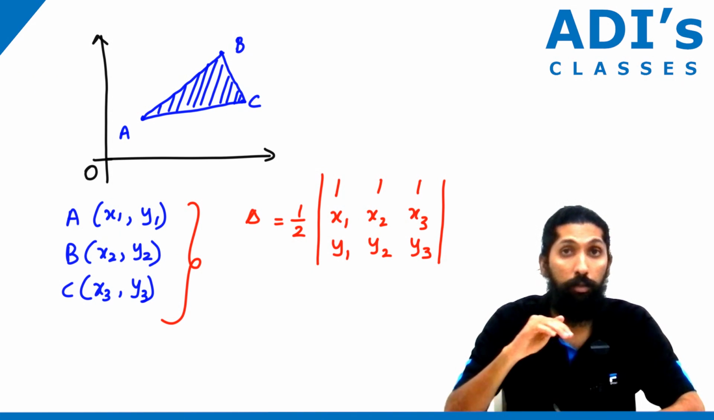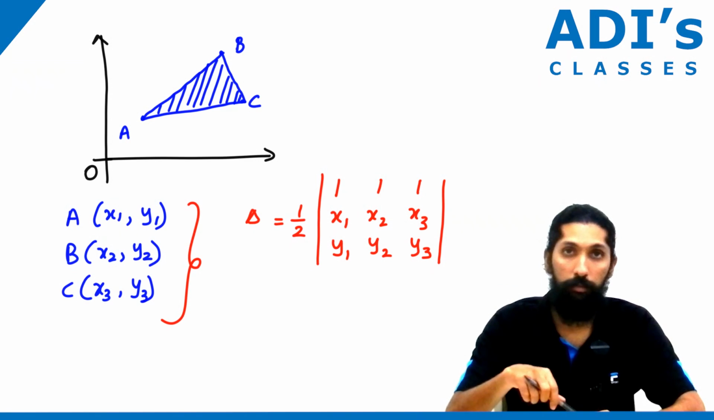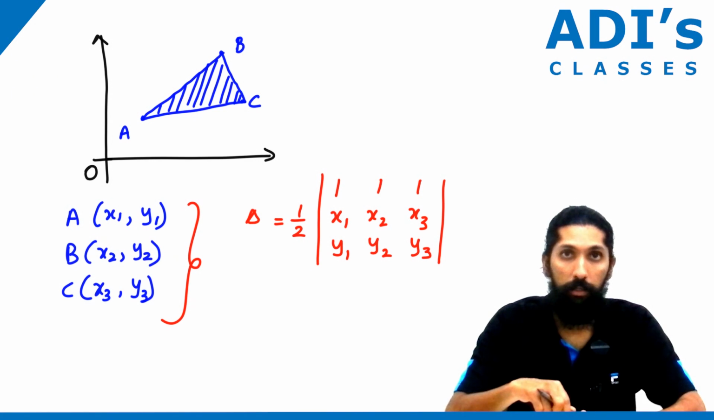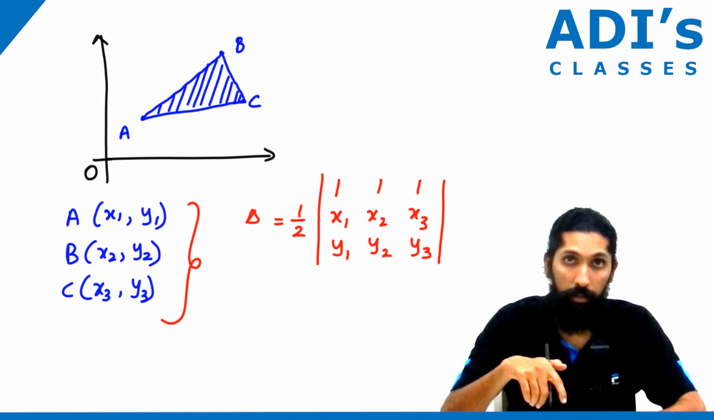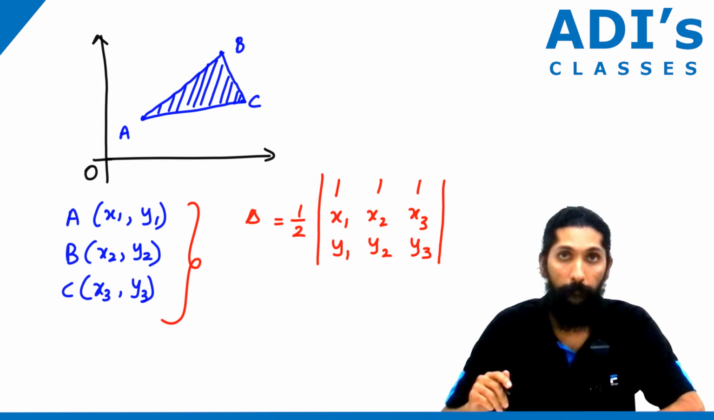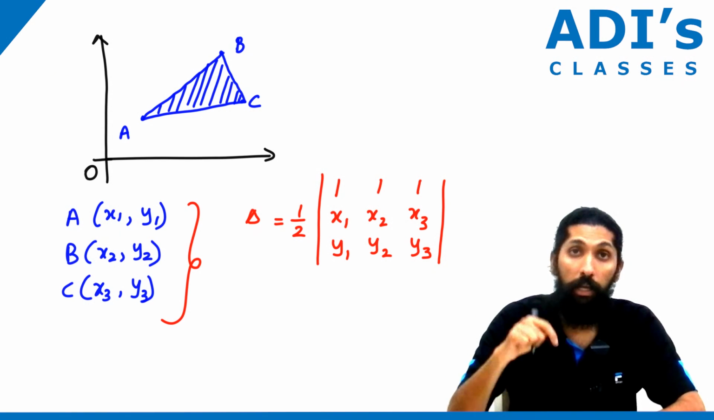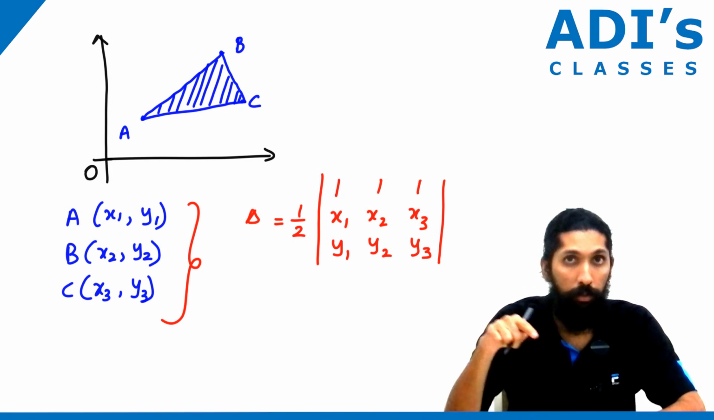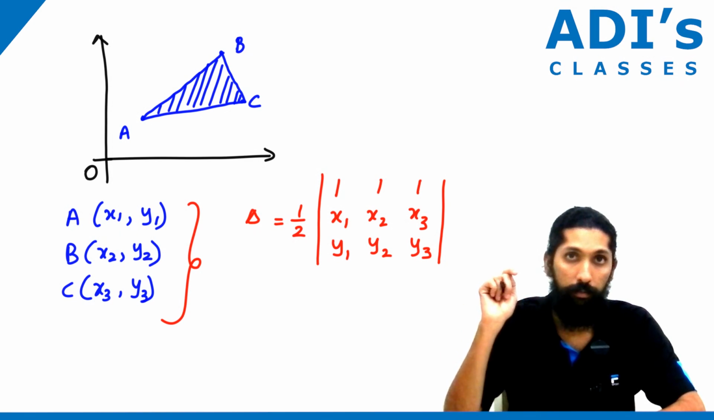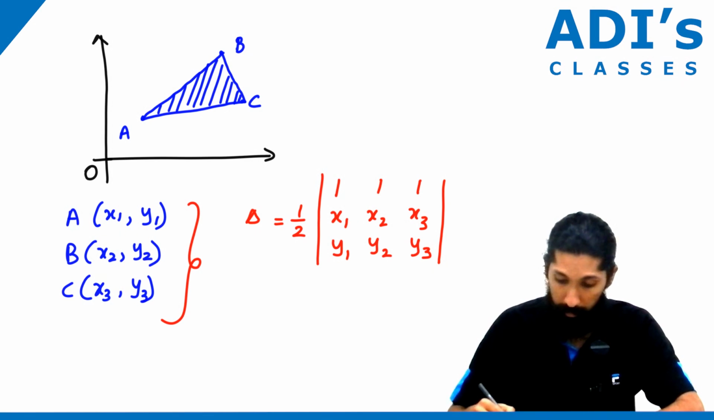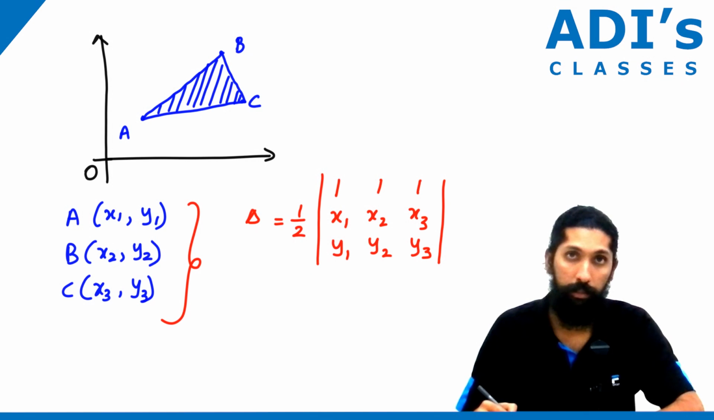Now, a couple of points you have to know. Suppose 3 points are collinear, then they don't form a triangle, correct? So the area of such 3 points will be 0. In other words, if 3 points are collinear, then the determinant value is 0, or vice versa. If the determinant of 3 points is 0, then they are collinear. Fair enough? So this is one of the applications of determinants.